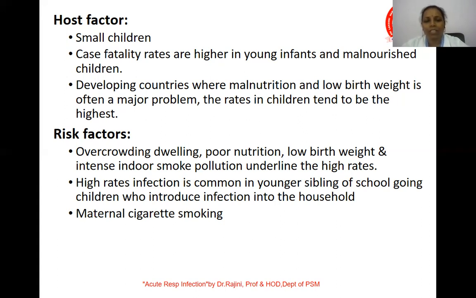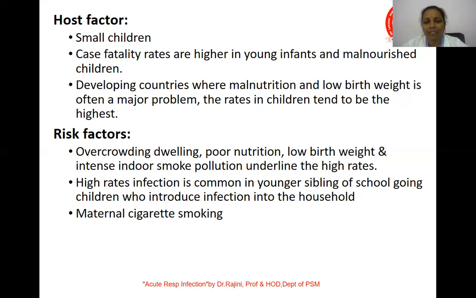Okay, so what are the risk factors? Why is this spreading? Risk factors are overcrowded dwellings. People living in slums, maybe urban or rural slums, overcrowding is the main cause. Poor nutrition, low birth weight, and indoor smoke pollution underlie the high rates. People living in rural areas and in slums use solid fuel for cooking, which produces more smoke. And if the child is prone to this infection, they have more problems.